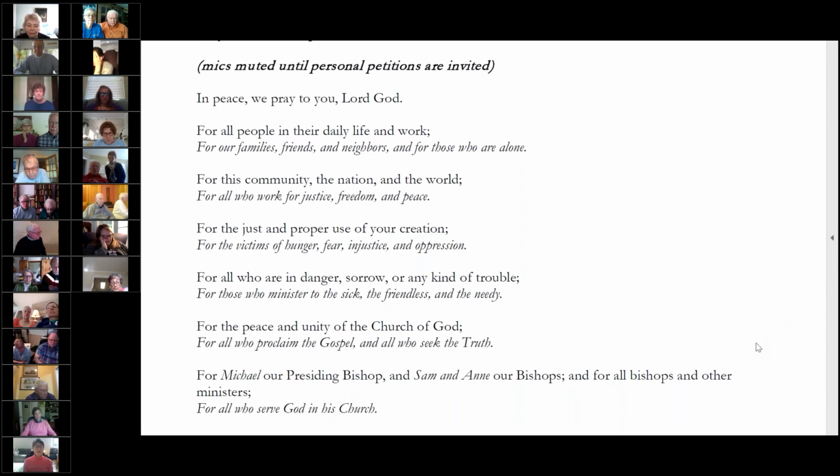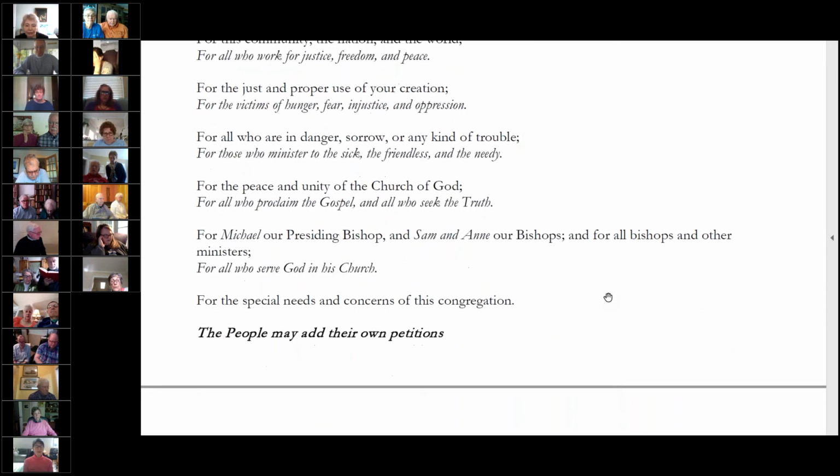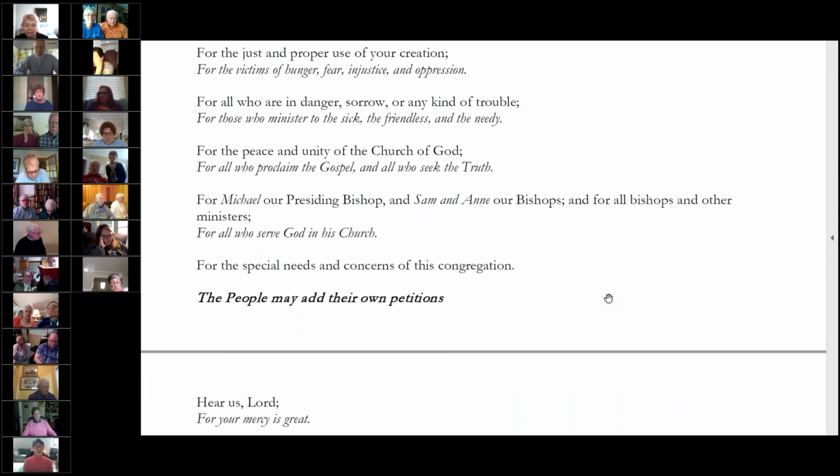For all who are in danger, sorrow, or any kind of trouble. For those who minister to the sick, the friendless, and the needy. For the peace and unity of the Church of God. For all who proclaim the gospel and all who seek the truth.